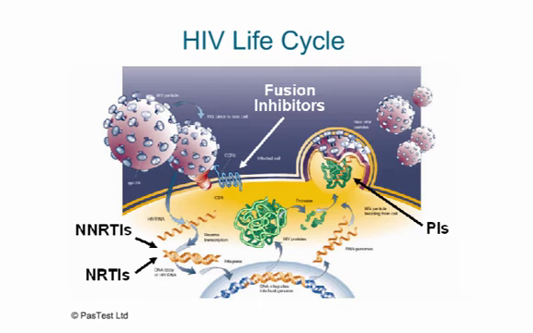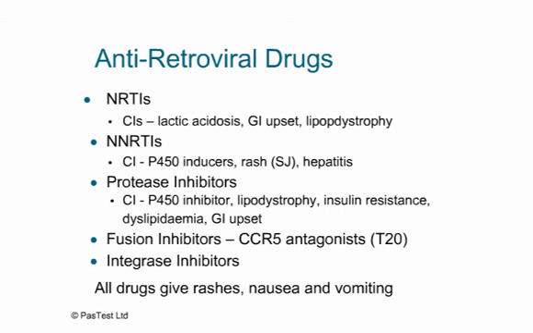So this slide summarises the antiretroviral drugs that are currently in use for children, or soon will be in use for children in this country. I've just put the side effects on the bottom for reference as well. The nucleoside reverse transcriptase inhibitors have problems with lactic acidosis, gastrointestinal upset, and one of the more major side effects that limits their use is lipodystrophy, which is the redistribution of fat reserves around the body.